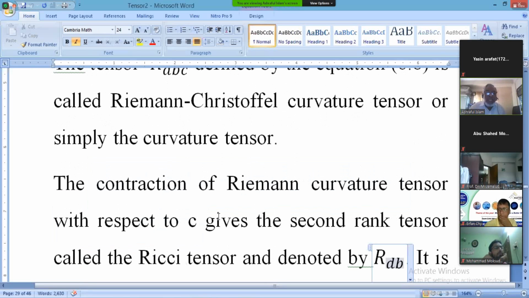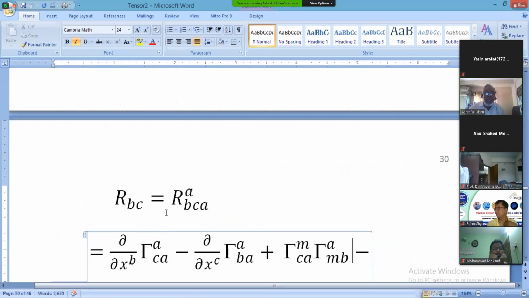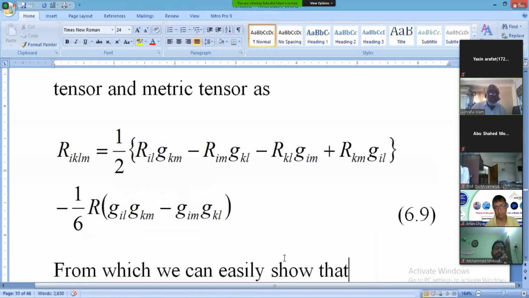Now I am just giving the Ricci tensor. Since this part is the metric part and this is the derivatives part, we can construct either a with respect to C or a with respect to D here. Here I have constructed a with respect to D, and with this the transformation will become this one. Now we can express this Riemann tensor in terms of the Ricci tensor and metric tensor like this one.